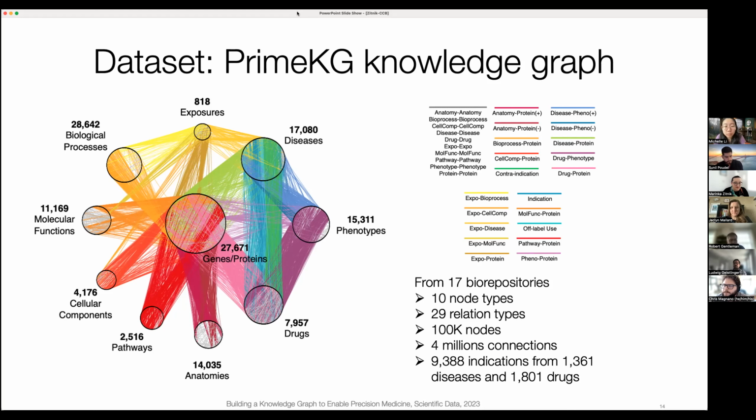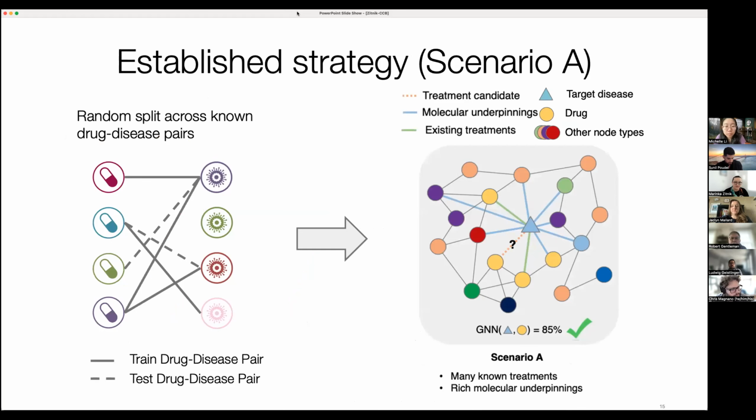This knowledge graph is publicly available. We host it on Harvard Dataverse, and we also provide Python scripts that allow anyone to update the knowledge graph as new data become available. So it can be continually updated and remains up to date for future analysis.